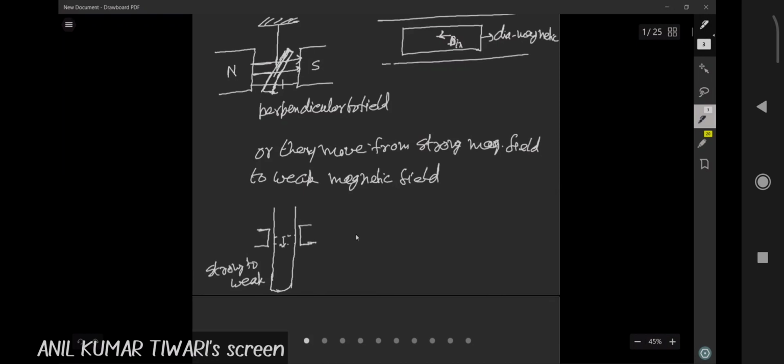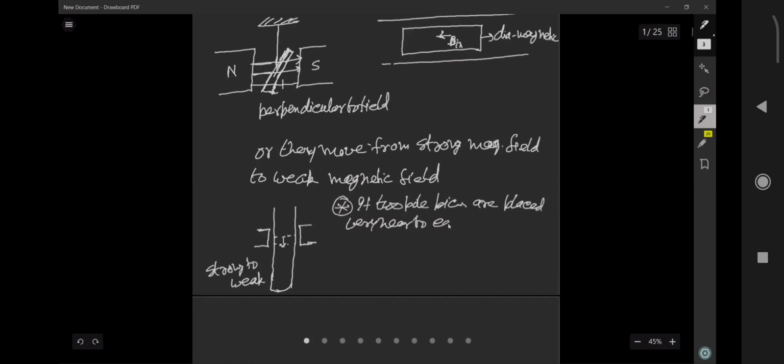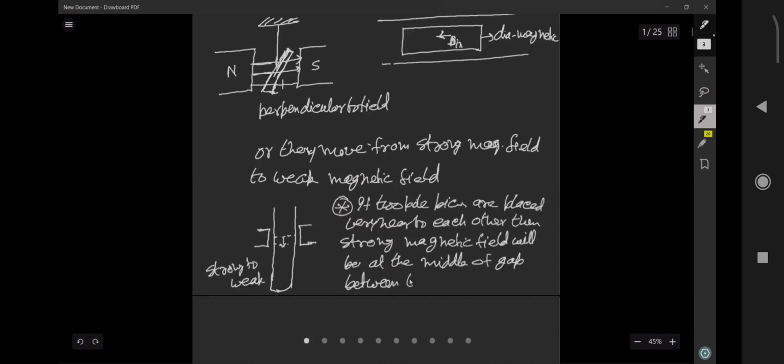But there is one more example in which there is a little problem. If the two pole pieces are placed very near to each other, then the strong magnetic field will be at the middle of the gap between the two pole pieces.